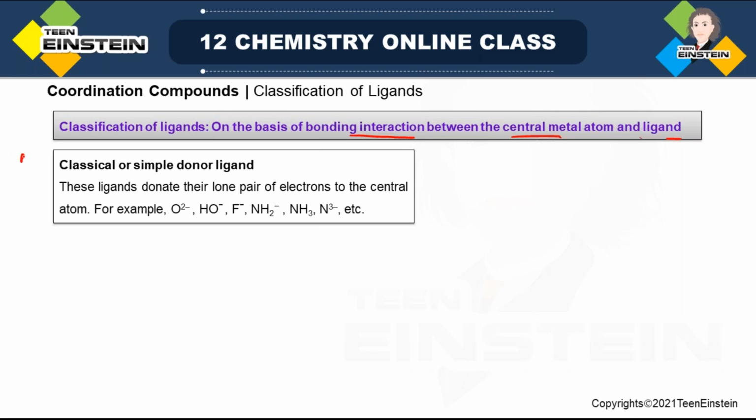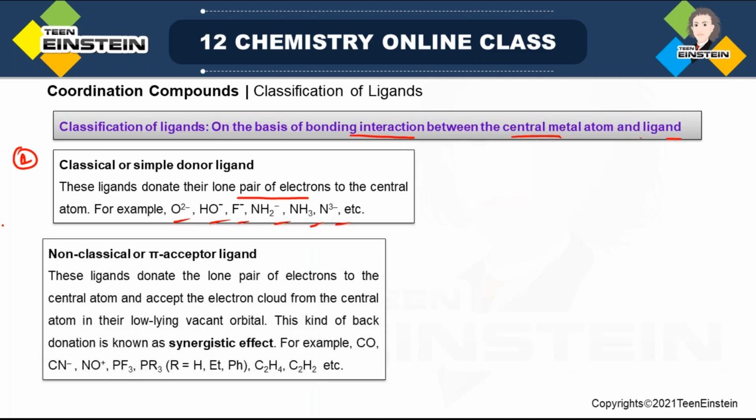The first category is classical or simple donor ligand. All these examples that you are seeing are very common and very simple to understand. They use their lone pair of electrons to donate to the central atom, or they may use the negative charge. Both are possible. But remember, all these are simply donating. There is nothing else going on between the metal and the ligand donating site. But there is a type which is known as non-classical, and they are not very simple.